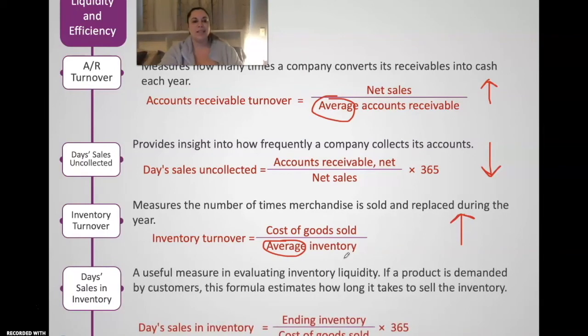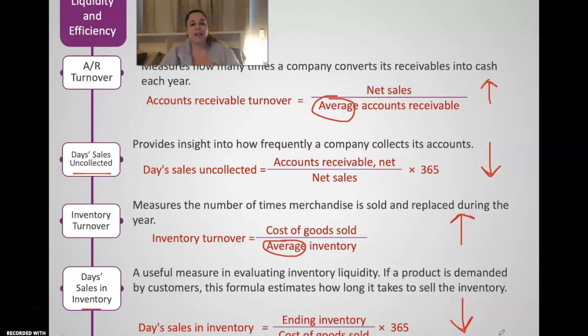Okay, days sales in inventory is similar to days sales uncollected here. So it's how many days we have our inventory for before we sell it. We want a lower number because ideally we only want our inventory for as short an amount of time as possible before we end up selling it. Now this would be different depending on what industry we're in. So for instance, a restaurant that has fresh food, they might want a much lower number, like maybe under 7 days before they end up selling it.